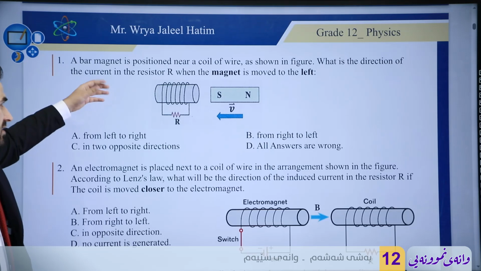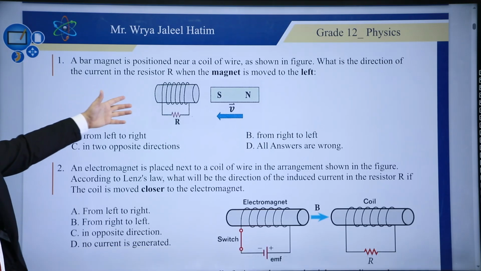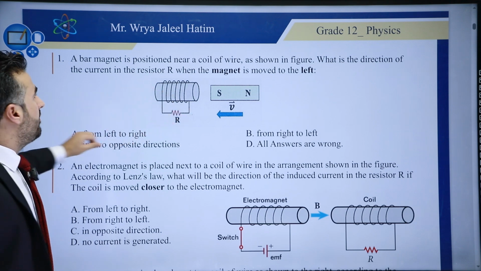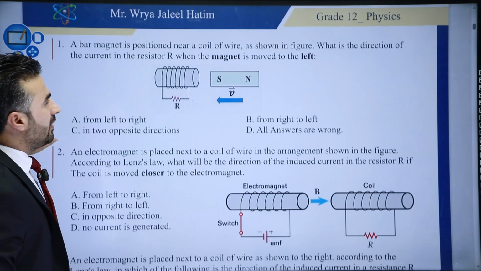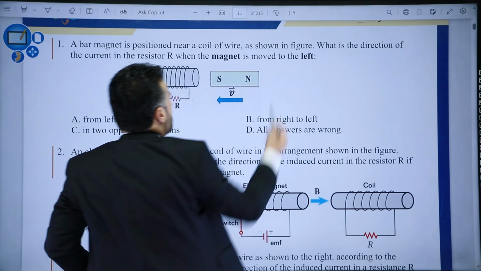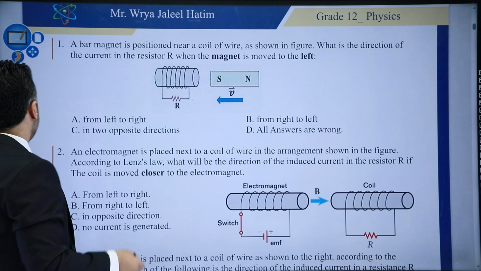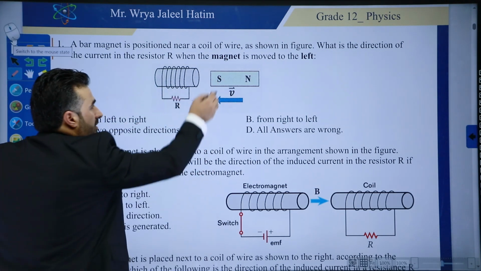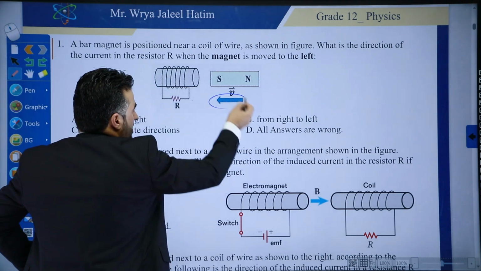Okay, take a look here. These are some national, or you can say Wazadi, questions. It says a bar magnet is positioned, so this is easy enough, near the coil of wire shown in the figure. What is the direction of the current in the resistor when the magnet is moved to the left? Remember, the magnet is moved to the left. Instead of telling you the magnet is inserted into the coil, they're telling you the magnet is moved to the left, and you can see this direction as well.